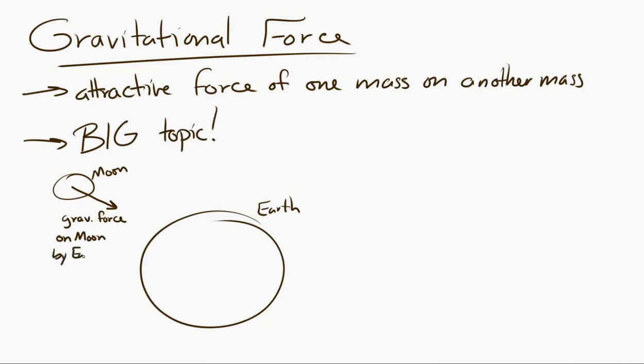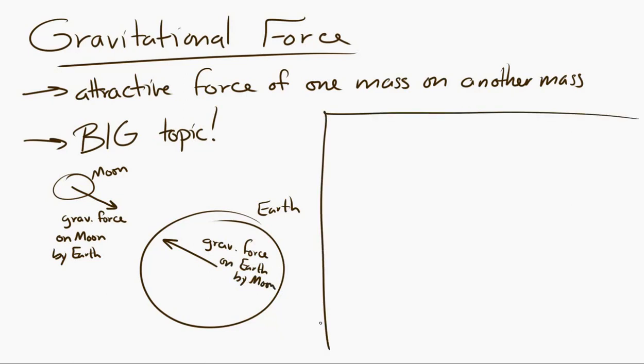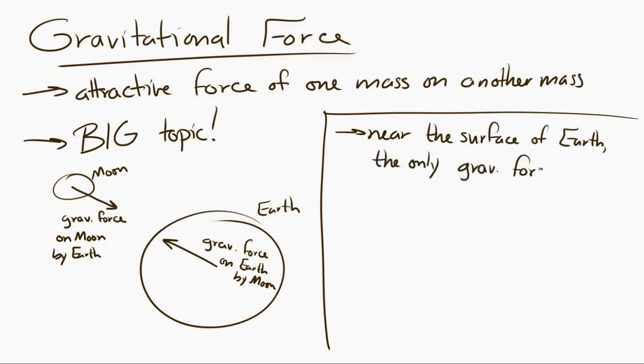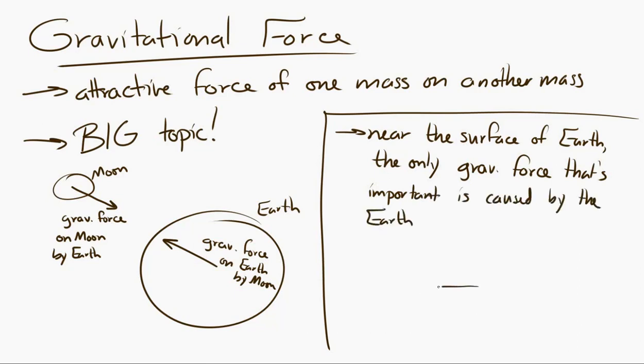For our purposes, we're going to start looking at objects which are near the surface of the Earth. And if objects are near the surface of the Earth, then the gravitational force that we need to pay attention to is the gravitational force that's caused by the Earth. So imagine you have a block on a table. The gravitational force on the block is caused by the Earth. The Earth is attracting the block to it. So the gravitational force that's acting on the block will be toward the center of the Earth.